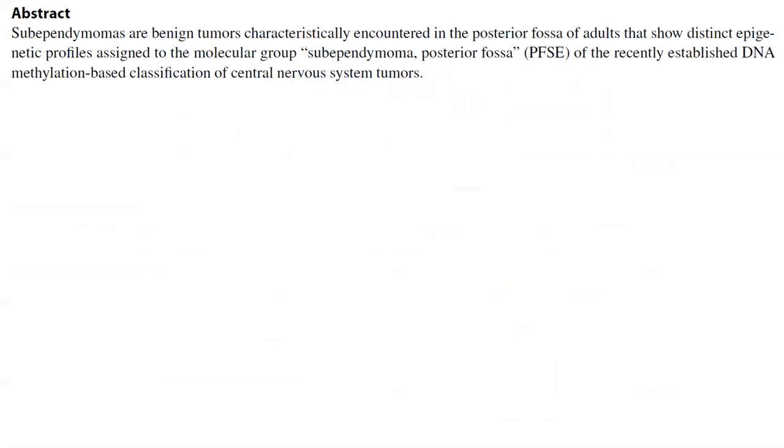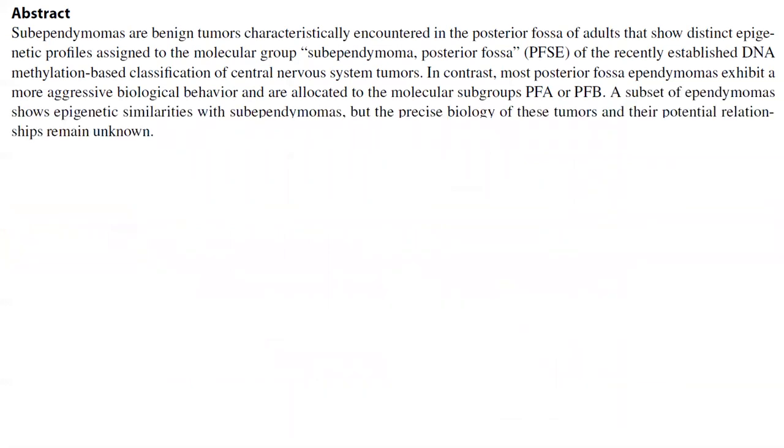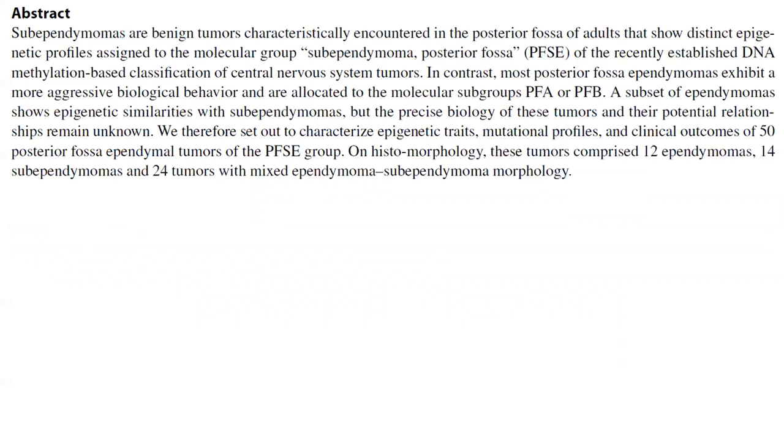Subependymomas are benign tumors of the posterior fossa and show distinct genetic profiles in the subependymoma posterior fossa group by the recently established DNA methylation-based classification. In contrast, posterior fossa ependymomas are more aggressive, and we classify them into PFA or PFB. A subset of ependymomas show epigenetic similarities to subependymomas, but we haven't understood them. We therefore set out to figure it out.